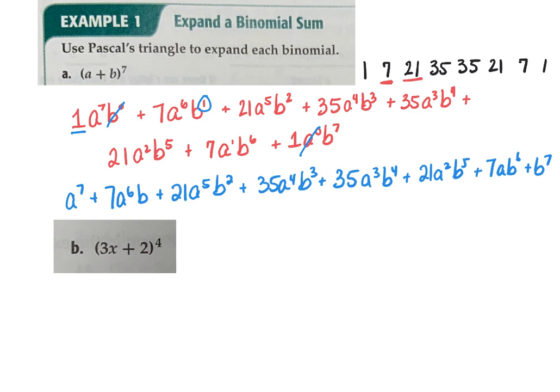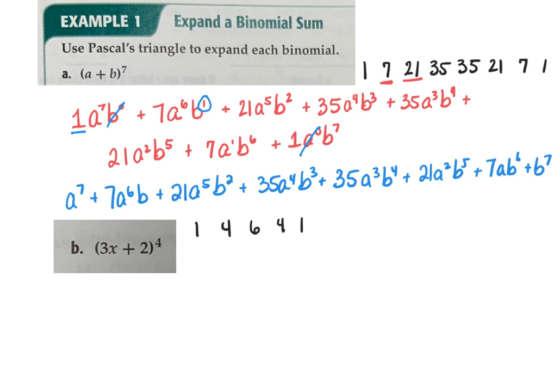This is to the 4th, so it's not going to be quite as large. Our 4th row is much smaller. It's 1, 4, 6, 4, 1. All right? So a much smaller expansion here, but we do have things that we're going to have to take up to that.